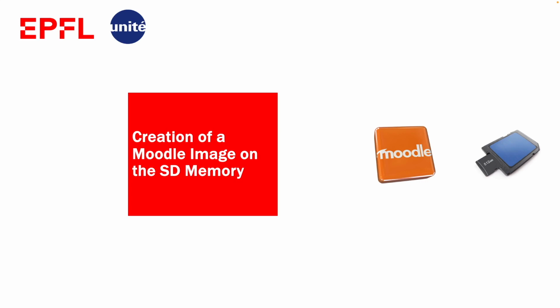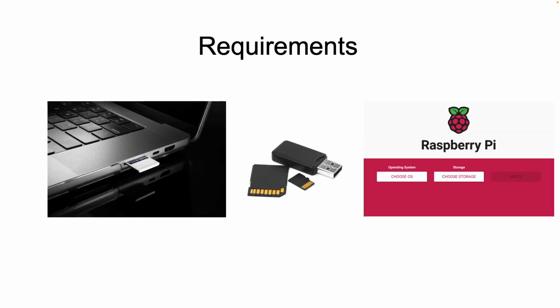Creation of a Moodle image on the SD memory. You will need a computer with an SD reader, but you can also have an SD adapter in a USB shape. Normally, you should already have installed Raspberry Pi Imager, which we will also use in this video.